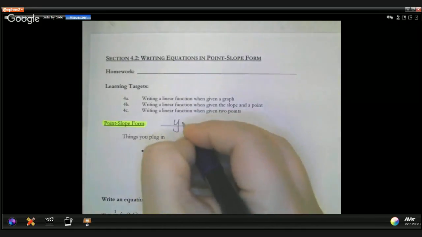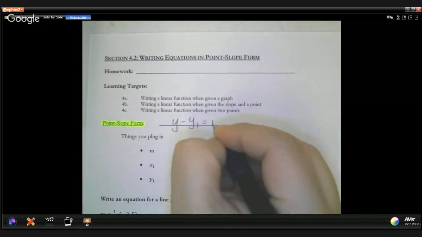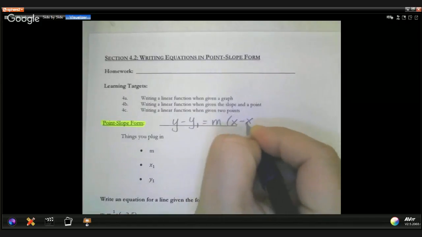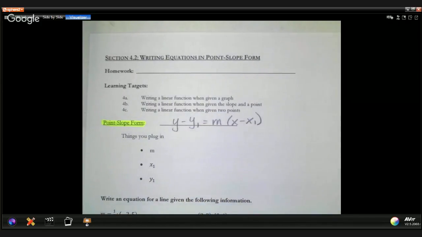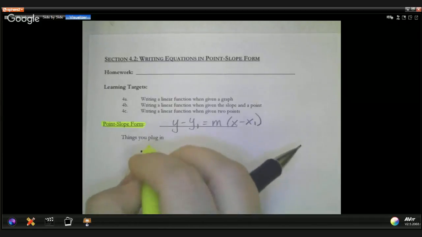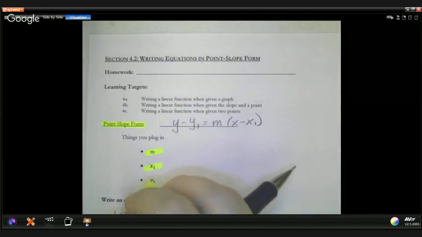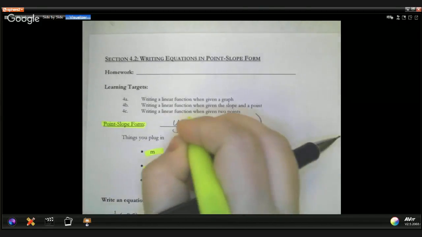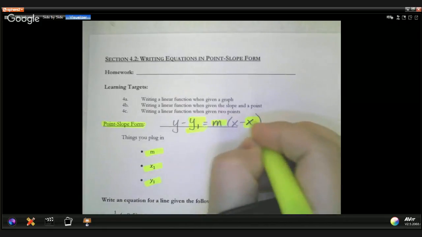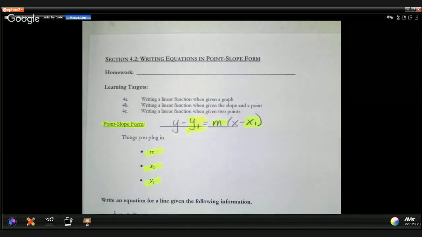Point slope form looks a little hard at the beginning, but after we do some of them, you're going to see that it's pretty easy because it's the same every time. I got 5 different variables there, but you only plug in 3. The 3 you plug in are the m, the x1, and the y1. Those are the things that you have to find. And once you find them, you're able to plug them in.